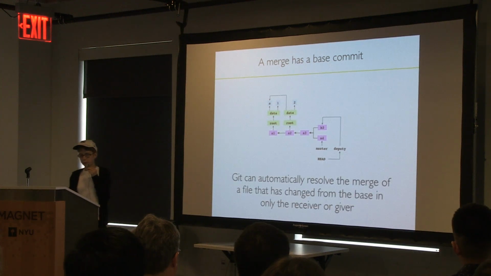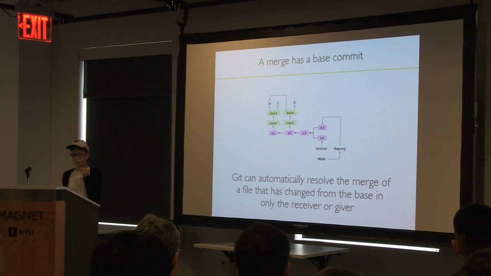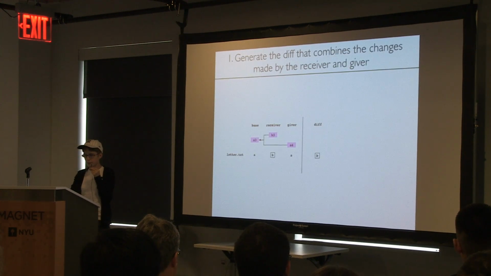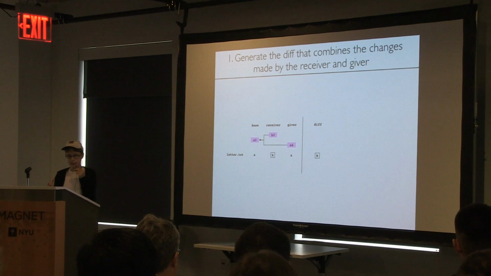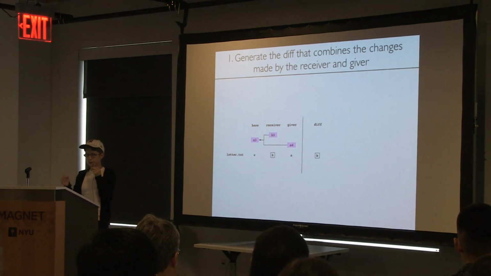And so if we consider the changes made to letter, then letter was A in the base, B in the receiver, and A in the giver. Now, a merge has a base commit, as we've already discovered, which means Git can automatically resolve the merge of a file that has changed from the base in only the receiver or the giver. So this is exactly the case that we're facing here. So letter was changed from A to B in the receiver, but it stayed the same in the giver, which means that the new diff is just change letter to B. Super easy.